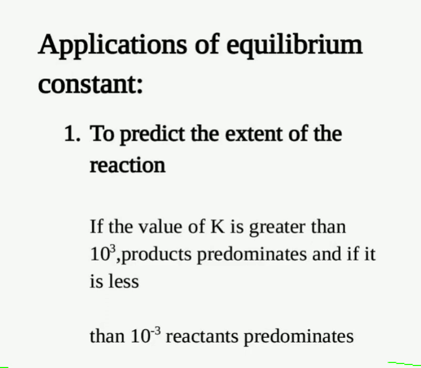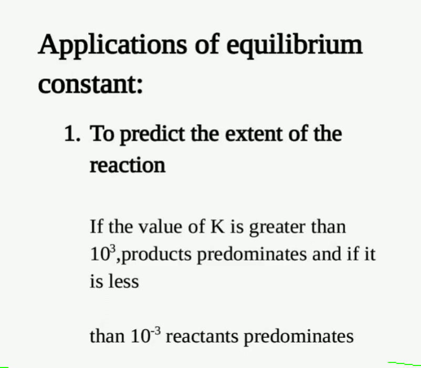If the value of Kc or Kp is greater than 10 raised to 3, then the product predominates. Which means if Kc is very large, the reaction proceeds nearly to completion. That's the first point. What do you mean by product predominates? That is, the reaction proceeds nearly to completion.